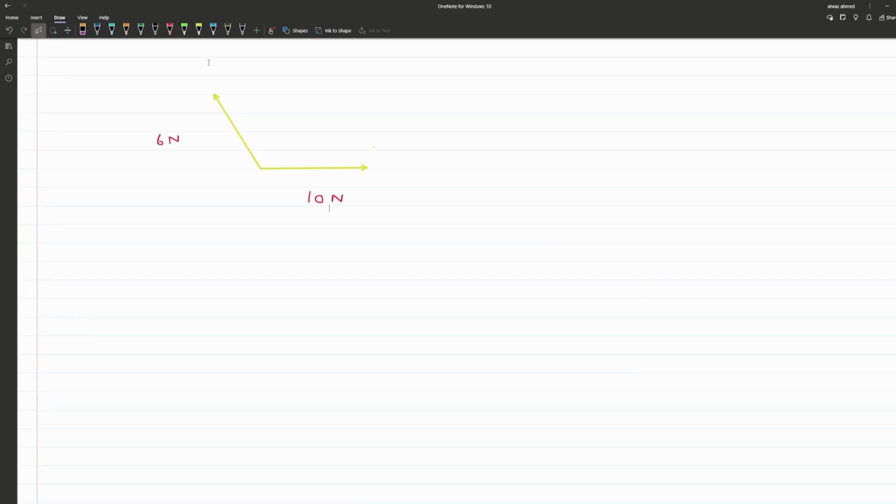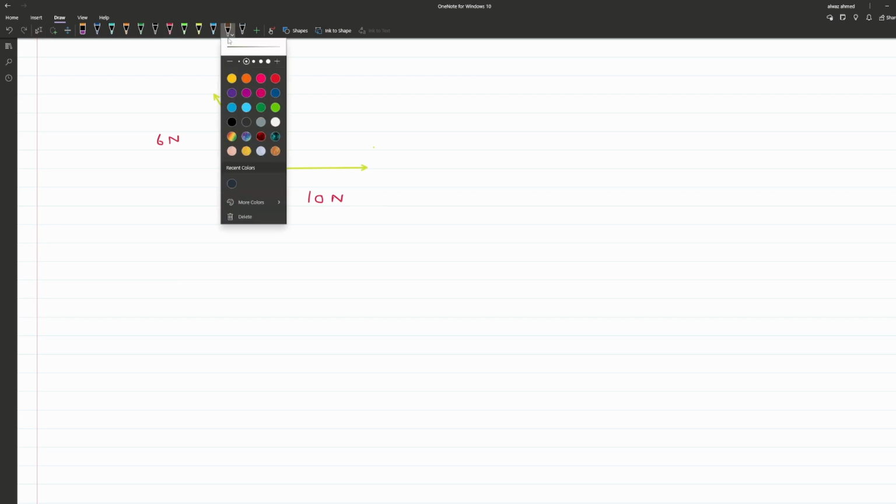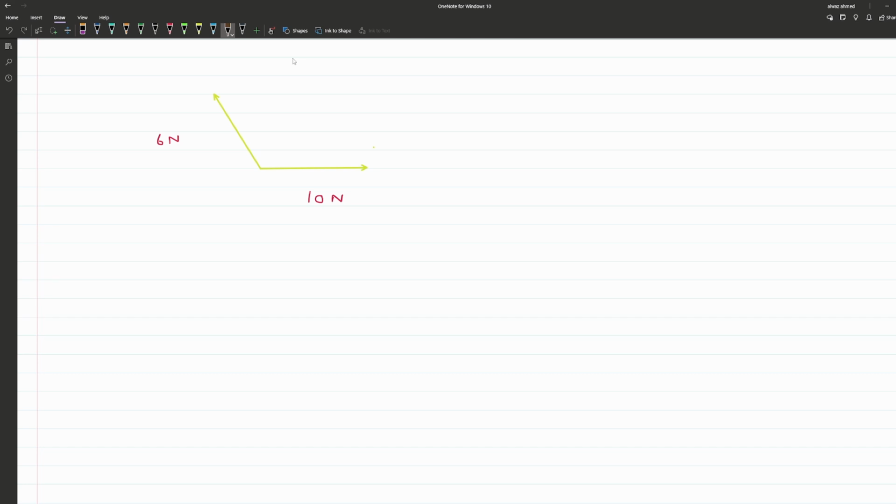Okay, so now we're going to do another example for the graphical method of addition of vectors. So in this question, we've got two vectors. One of them is 10 Newtons and the other is 6 Newtons. Now the first step that we're going to do is make a scale. So what I'm going to do is make a scale of 2 Newtons is equal to 1 centimeter. Now what this means is that we're going to represent 2 Newton of force with 1 centimeter.